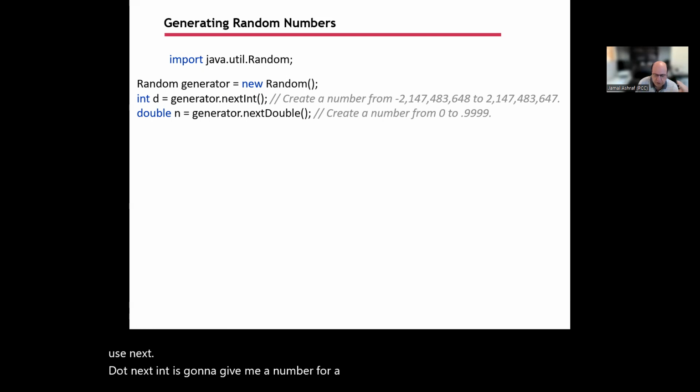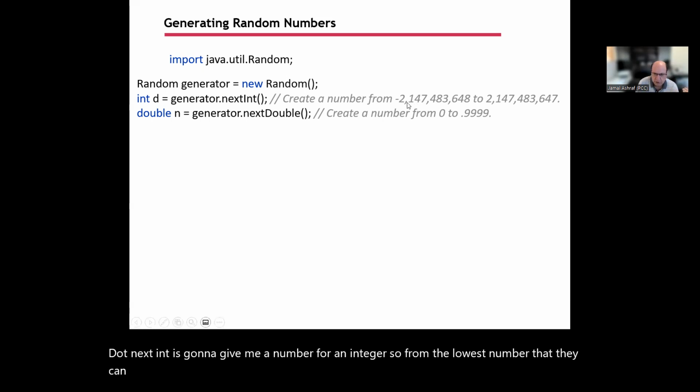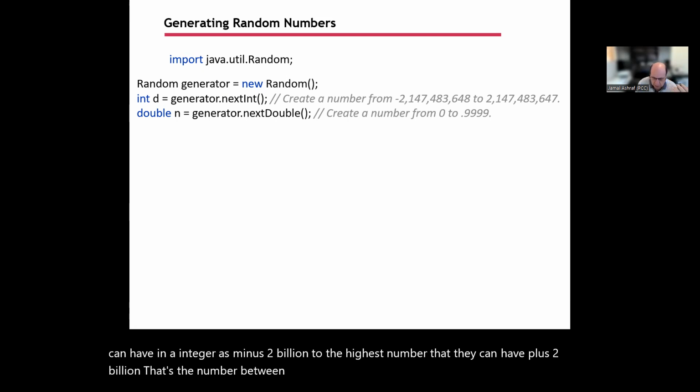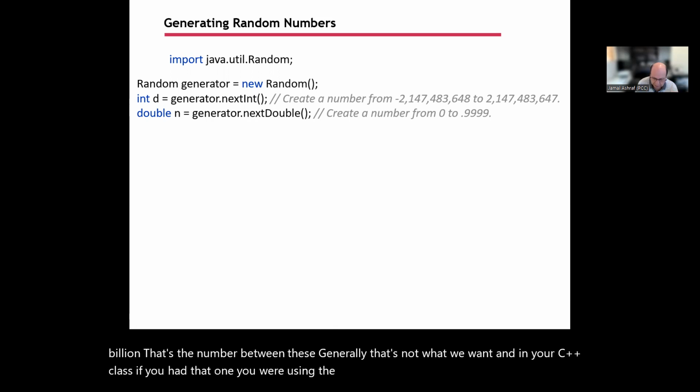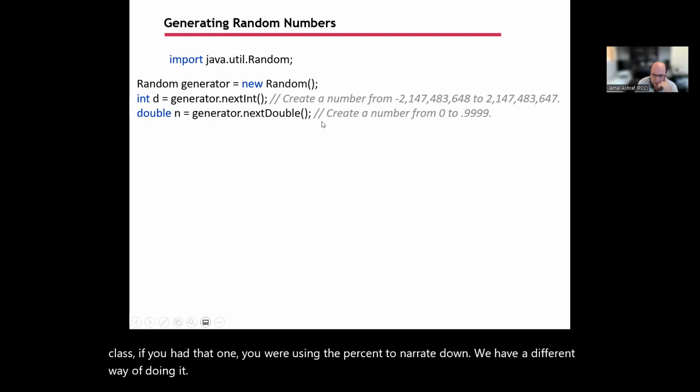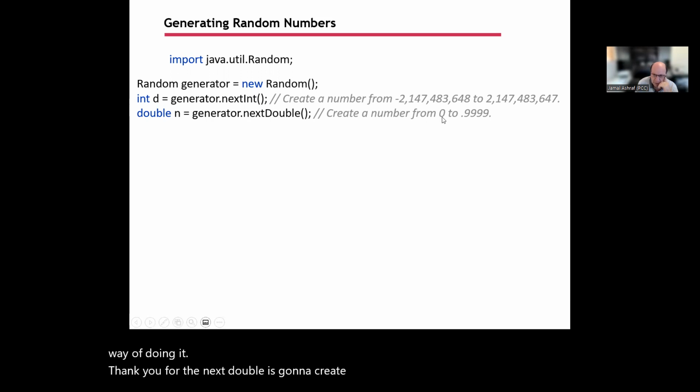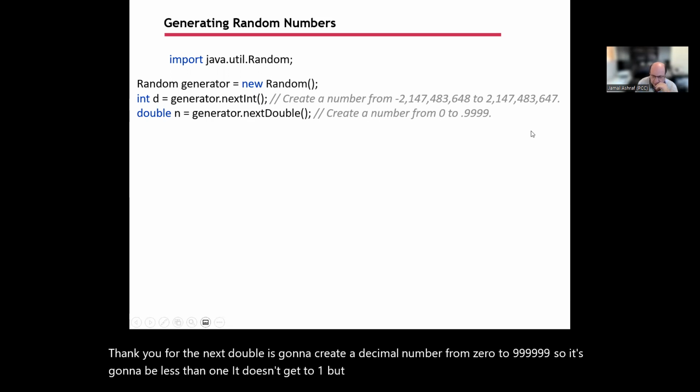So from the lowest number that I can have in an integer, that's minus 2 billion, to the highest number that I can have, plus 2 billion, that's the number between these. Generally, that's not what we want. And in your C++ class, if you had that one, you were using the percent to narrow it down. We have a different way of doing it here. For the nextDouble, it's going to create a decimal number from 0 to 0.999999. So it's going to be less than 1. It doesn't get to 1, but it's going to be from 0 to less than that.